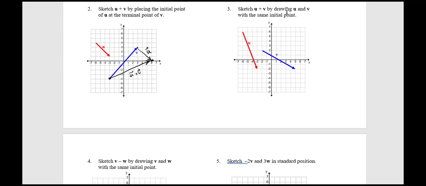Let's sketch u plus v by drawing u and v with the same initial point. So let's just draw u with the same initial point as v. Let's notice u goes from 6 down to -2. That's a drop of 8 units. So we'll go from 2 down to -6 down here. And it looks like the run, the amount it changes in the x direction, is -6 to -3, so that's +3. We need to go down 8 over 3.